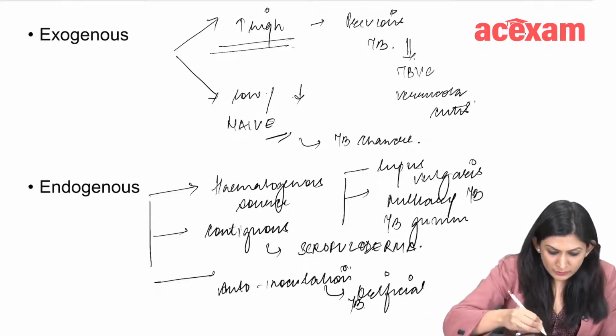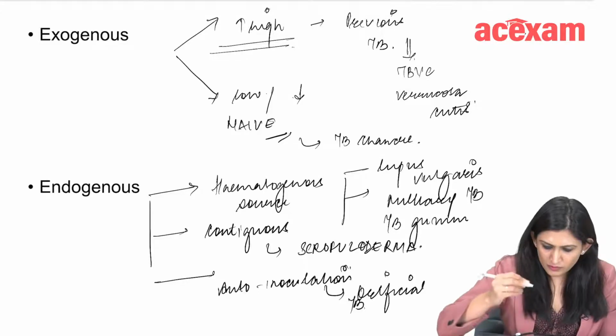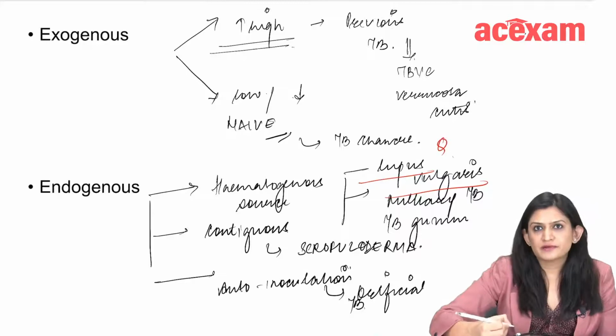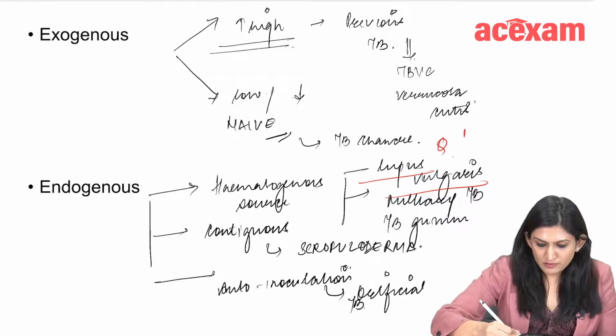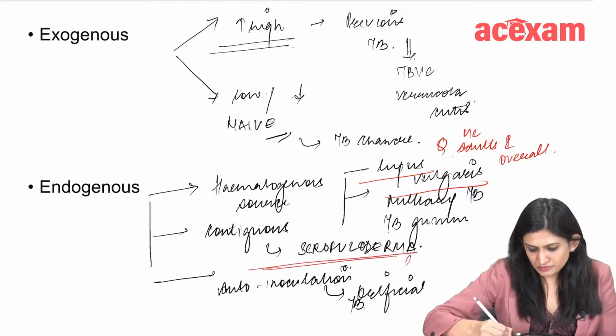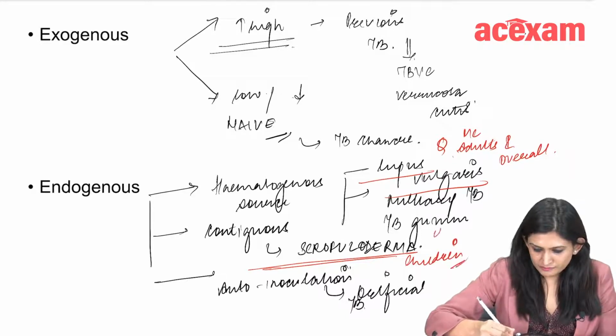Now a question arises, which is the most common type of TB? The most common type in adults is lupus vulgaris. And the most common type of cutaneous TB overall is also lupus vulgaris. But if the question asks about children, then it's scrofuloderma.